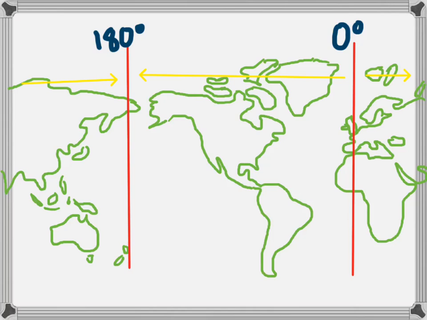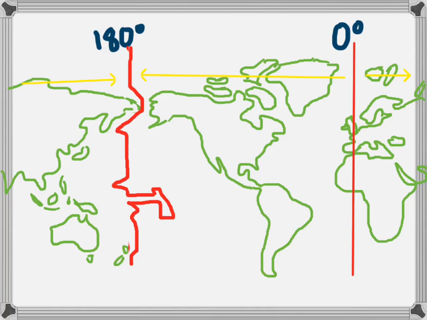This leaves some countries in a difficult situation where people living on either side of the line will have different times and they'll be experiencing different days. So the international date line has been moved around a little bit so it doesn't fall in a straight line like this.